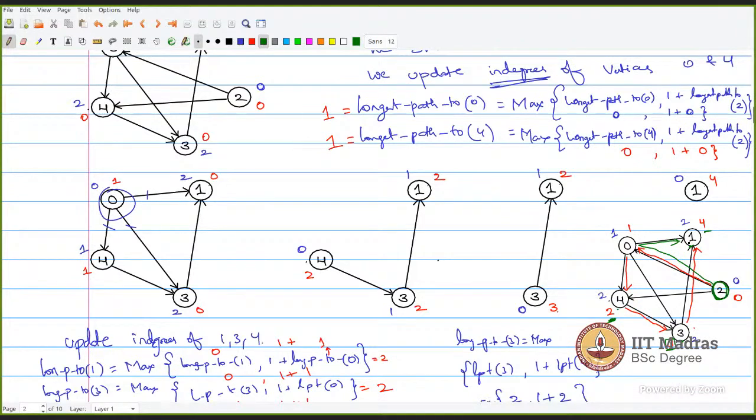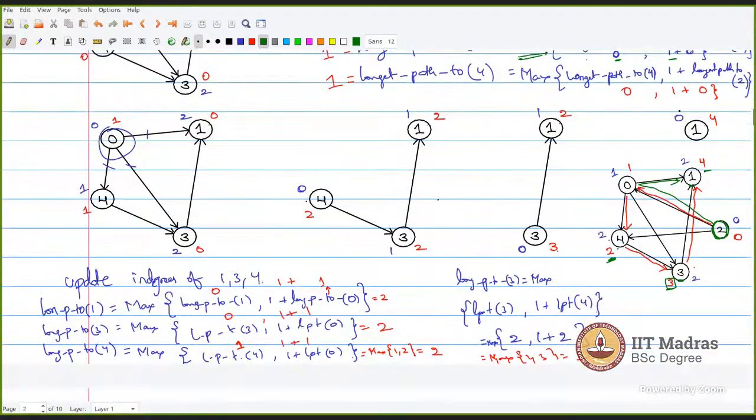So don't forget, don't go for minimum. That is why we go for maximum. This is the longest path to 0. Before that, I am using 0 edges. After, I am using 1 edge. So if I have to choose the longest one, I should go for the maximum one. If I want to find the shortest path, then I will go for minimum. So don't forget about this.